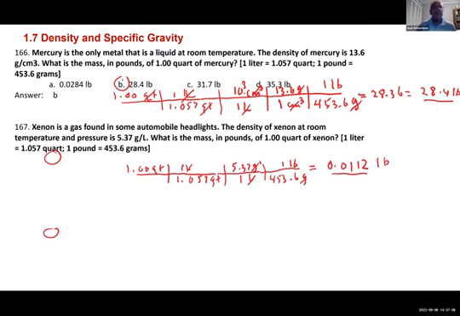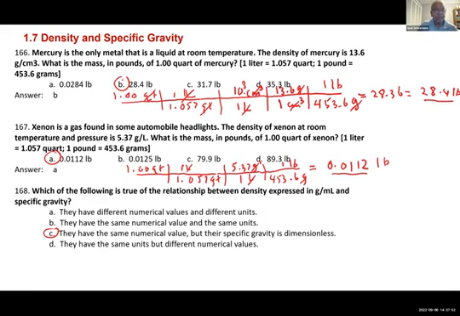The last few questions are about density. I converted density, starting with one quart of mercury. I converted it to mass here, 28.4 pounds. So these are conversion factors. You should go through how I did that.